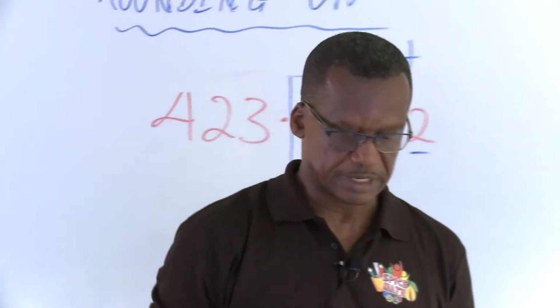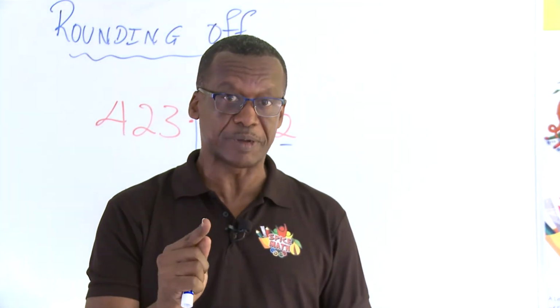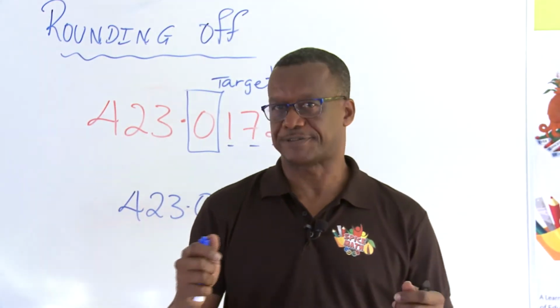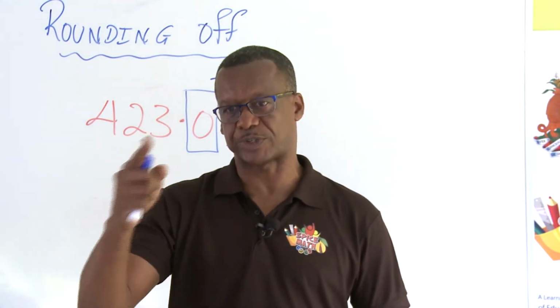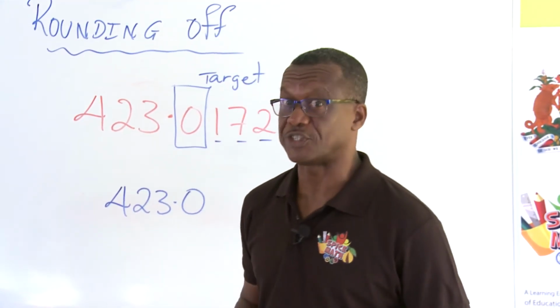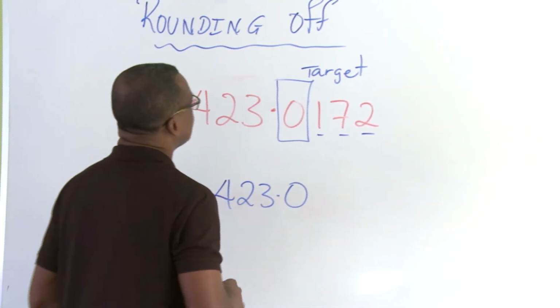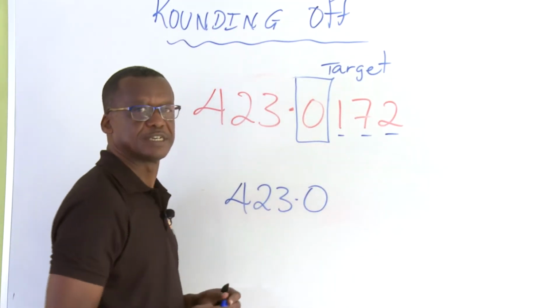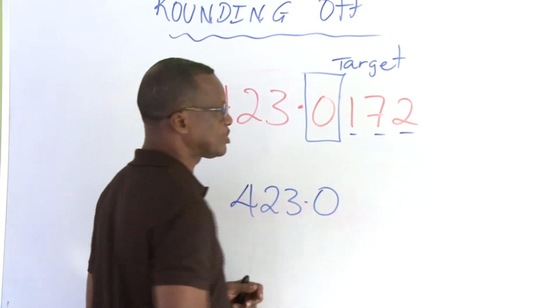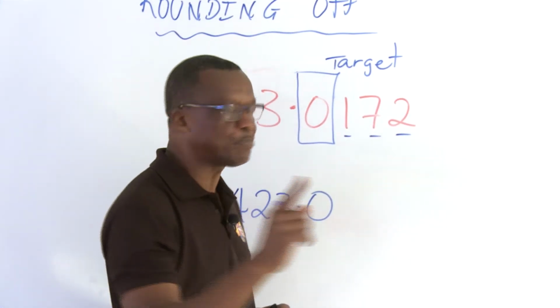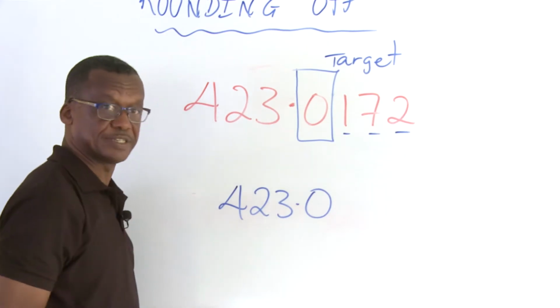Remember the rule? If the number after the target is less than 5, then we round down, or we keep the number that's in the target. If the number after the target is a 5 or greater, 5 or 6 or 7 or 8 or 9, then we round up. That is, we add 1 to the target digit. In this case, the number after the target is 1. So which means we're going to round down or keep the number on the target as it is.